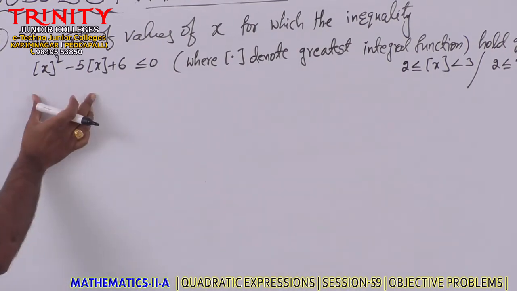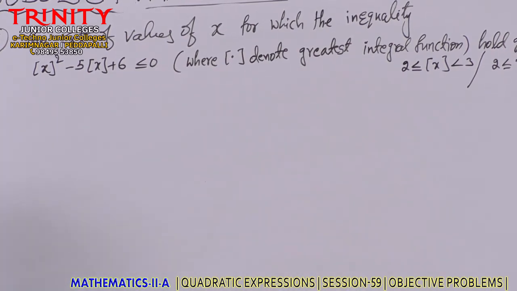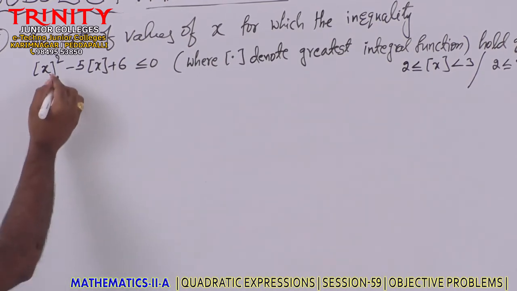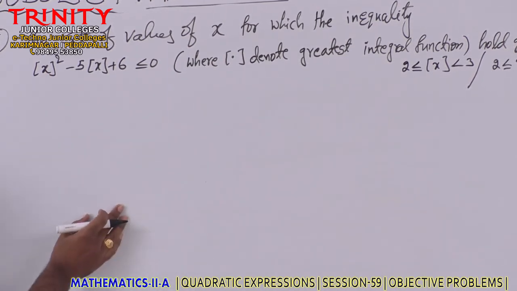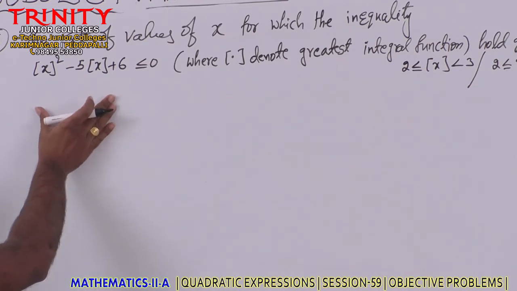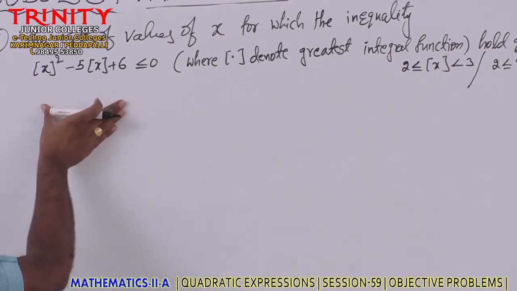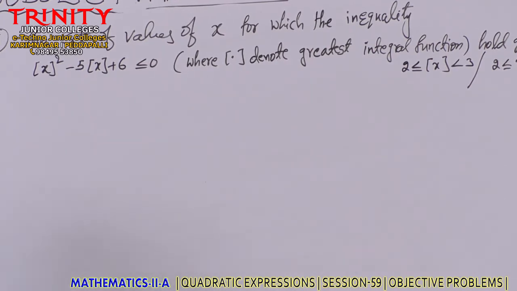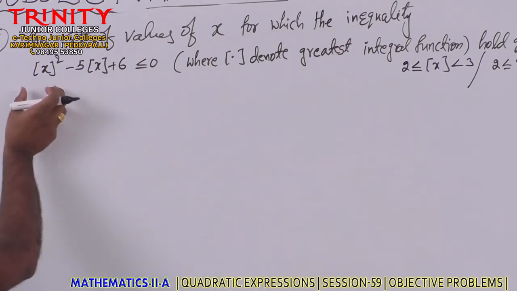Based on this concept, we already did the problems on mod x. Here it is bracket x, the step function. First you go for the normal factorization. First you find out its limits, meaning the values of x you have to calculate. Then afterwards we'll discuss the greatest integer function.